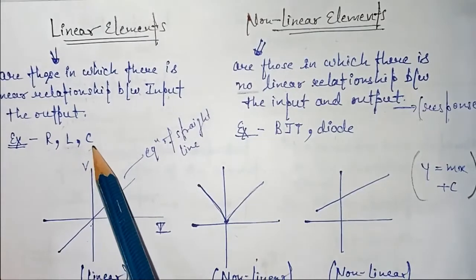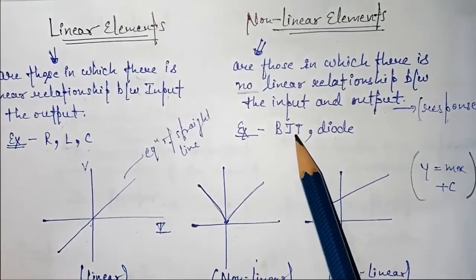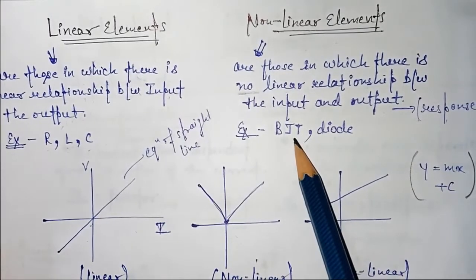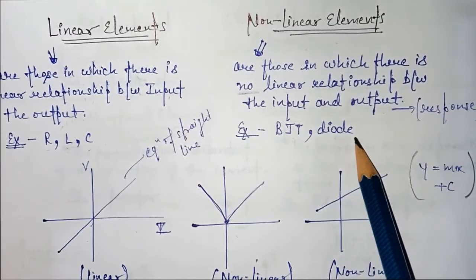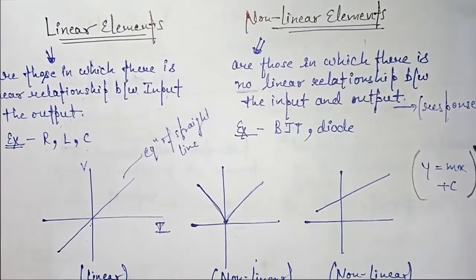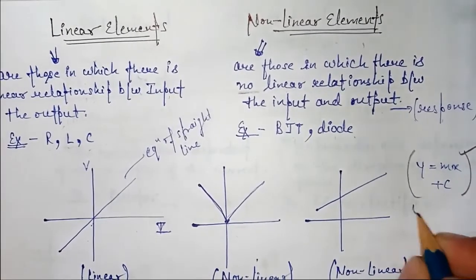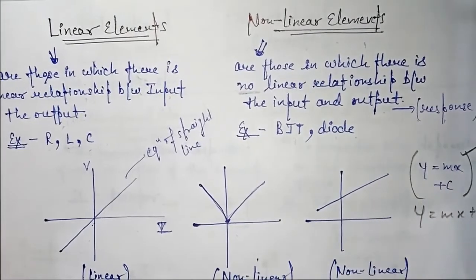Resistors, inductors, capacitors are examples of linear elements, whereas BJT, which you will study later on, and diode, which you must be studying in your plus 2 class, are examples of non-linear elements. This is the equation of a straight line: y = mx + c.